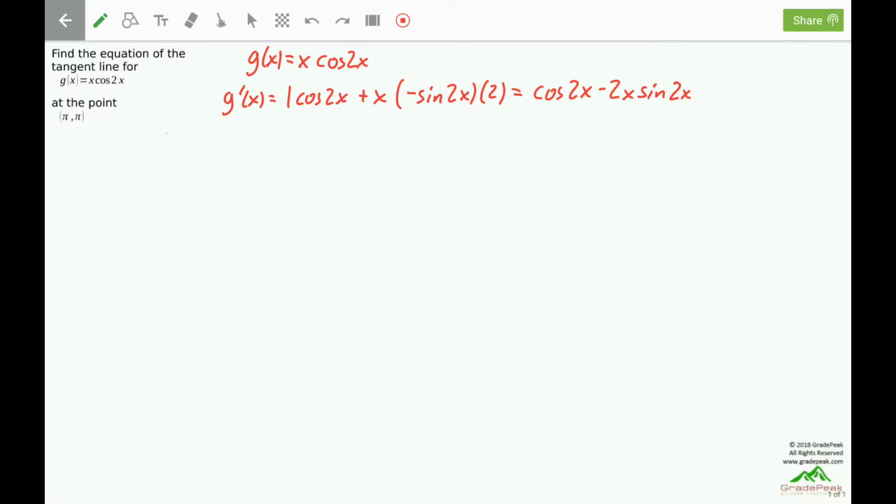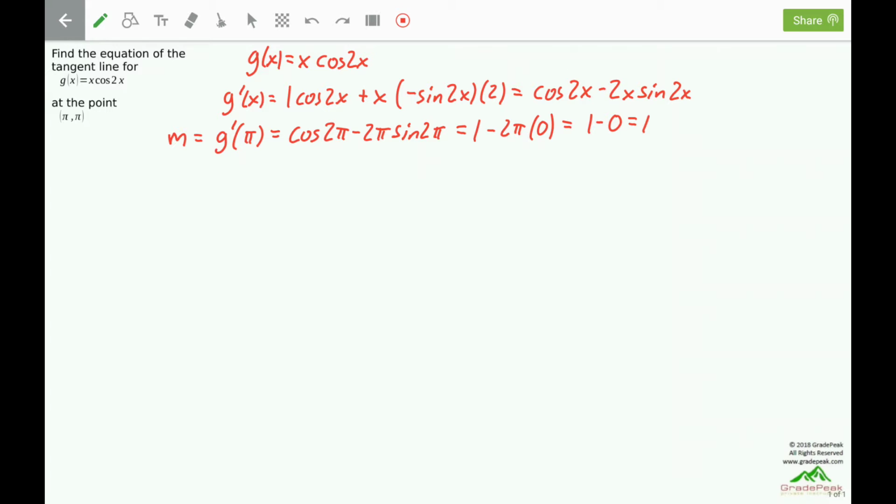The slope is found by evaluating the derivative at the x-coordinate. Our x-coordinate is pi here. So, g prime of pi, which will be the cosine of 2 pi minus 2 pi times the sine of 2 pi. 2 pi in the unit circle is the equivalent spot of 0, so cosine of 2 pi, just like cosine of 0, will be a 1, and the sine of 2 pi, just like the sine of 0, is a 0. So we have 1 minus 0, or just 1. So there's our slope.